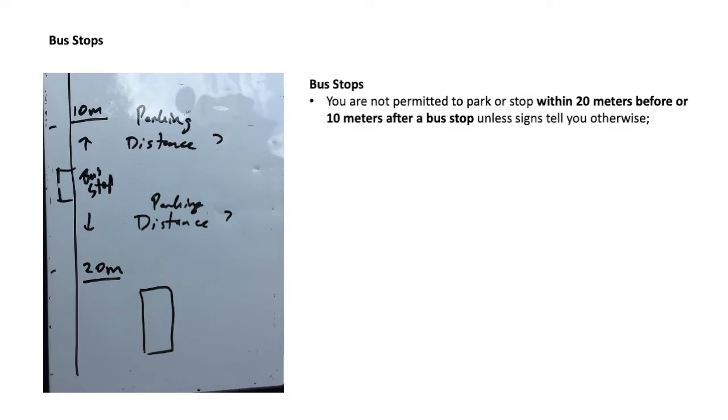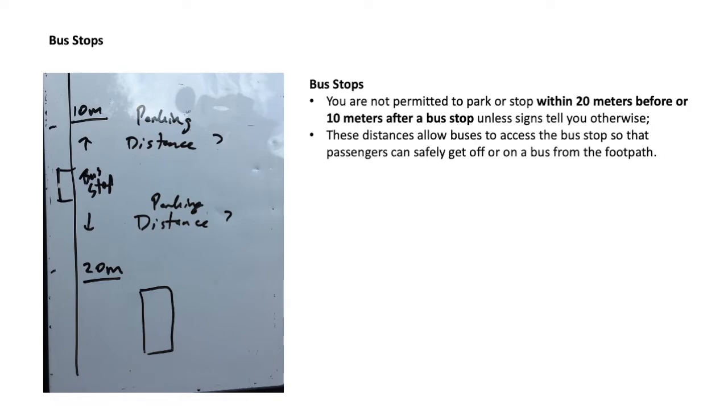So bus stops, excuse me, you are not permitted to park or stop within 20 metres before or 10 metres after a bus stop unless signs tell you otherwise. These distances allow buses to access the bus stop so that passengers can safely get off or on the bus from the footpath. So even though we're talking buses, we're also talking give way, we're talking managing space, and we're talking pedestrians.